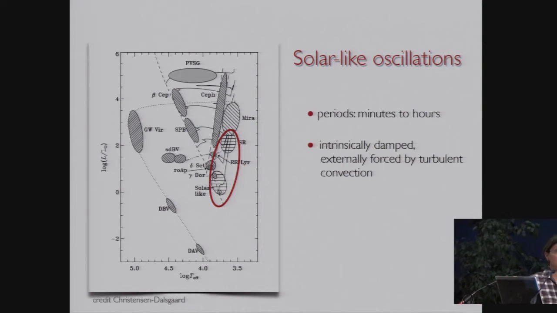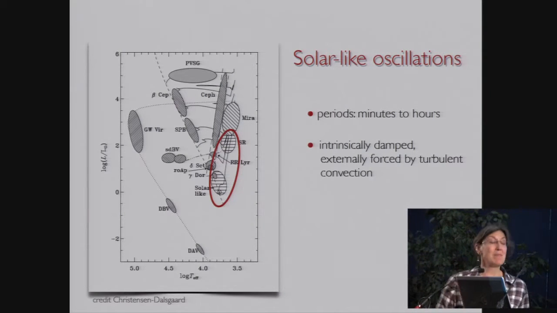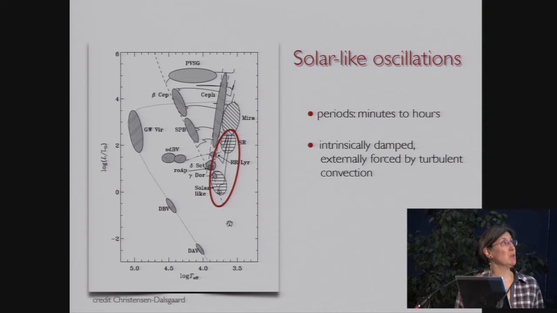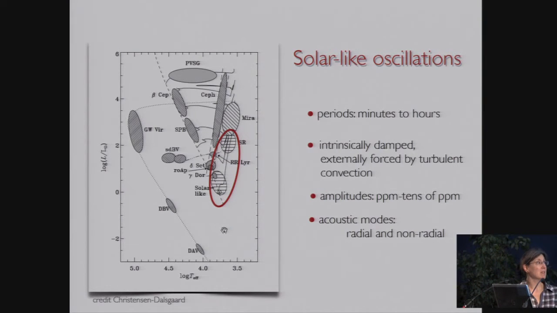They are excited by convection that is in their envelope. They are also damped. The amplitudes are small, depending on the evolution, but they go from ppm to tens of ppm. They present acoustic modes, radial and non-radial. This was the novelty. And in the subgiants and giants, we have, in addition to acoustic modes, also g modes, mixed modes that have the possibility to sound the interior and external part of the star.